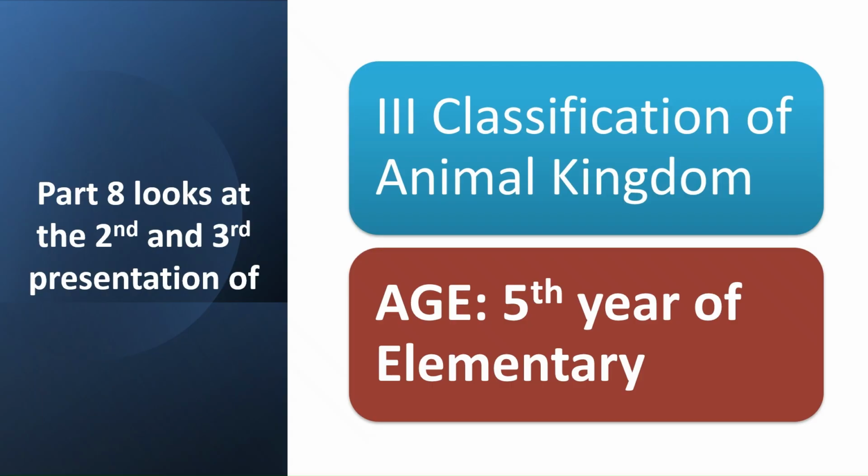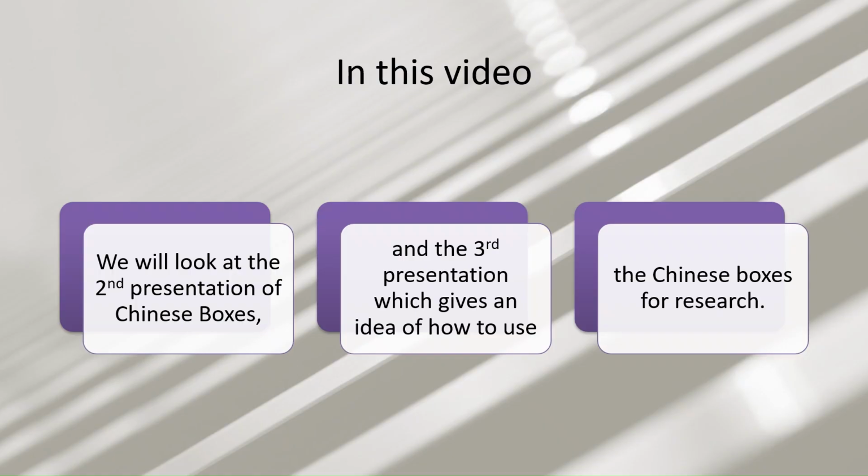Part 8 looks at the second and third presentation of the third classification of the animal kingdom. This is done in the 5th year of elementary. In the next video, we will look at the second presentation of Chinese boxes and the third presentation, which gives an idea of how to use the Chinese boxes for research.